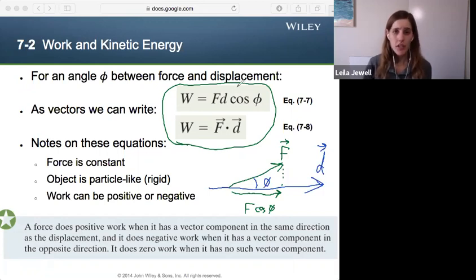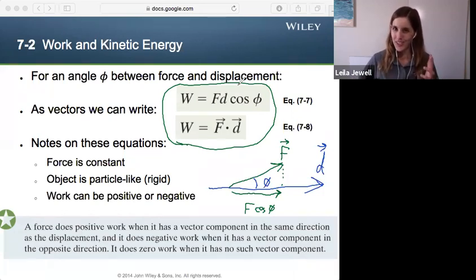A few notes for these equations. First, the force here must be constant. This isn't a force where it can change in time. We need to have a constant force. The object here also is going to be particle-like. So it's rigid. We aren't worried about rotations or anything weird or wiggly, wobbly, timey-wimey. And then the work can be positive or negative.